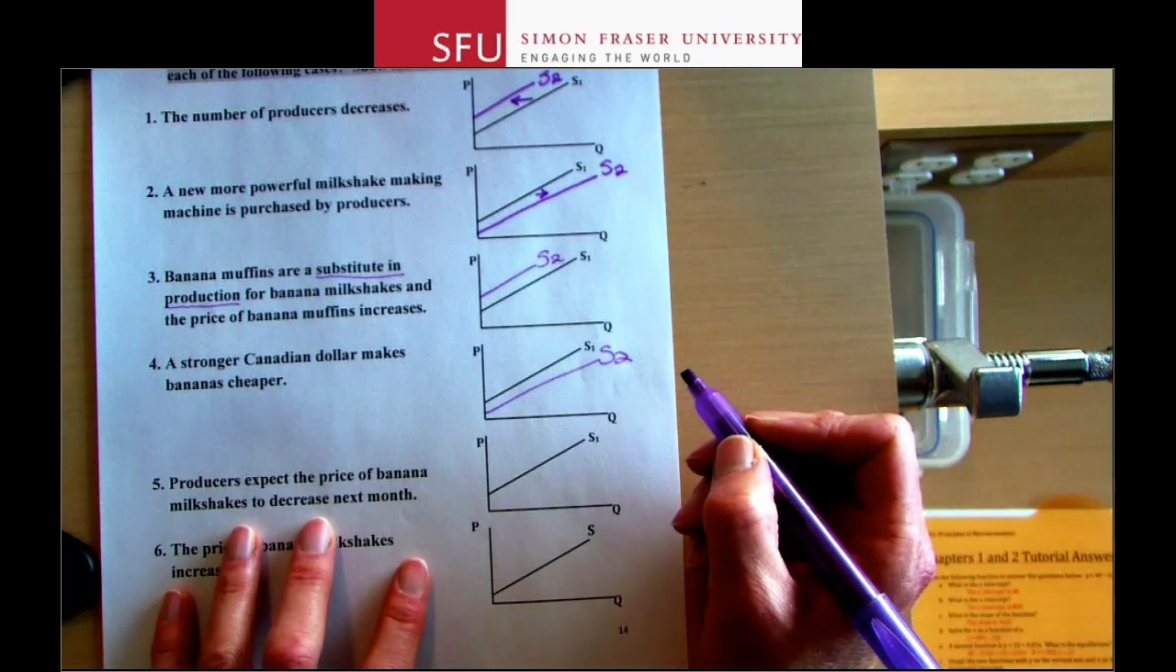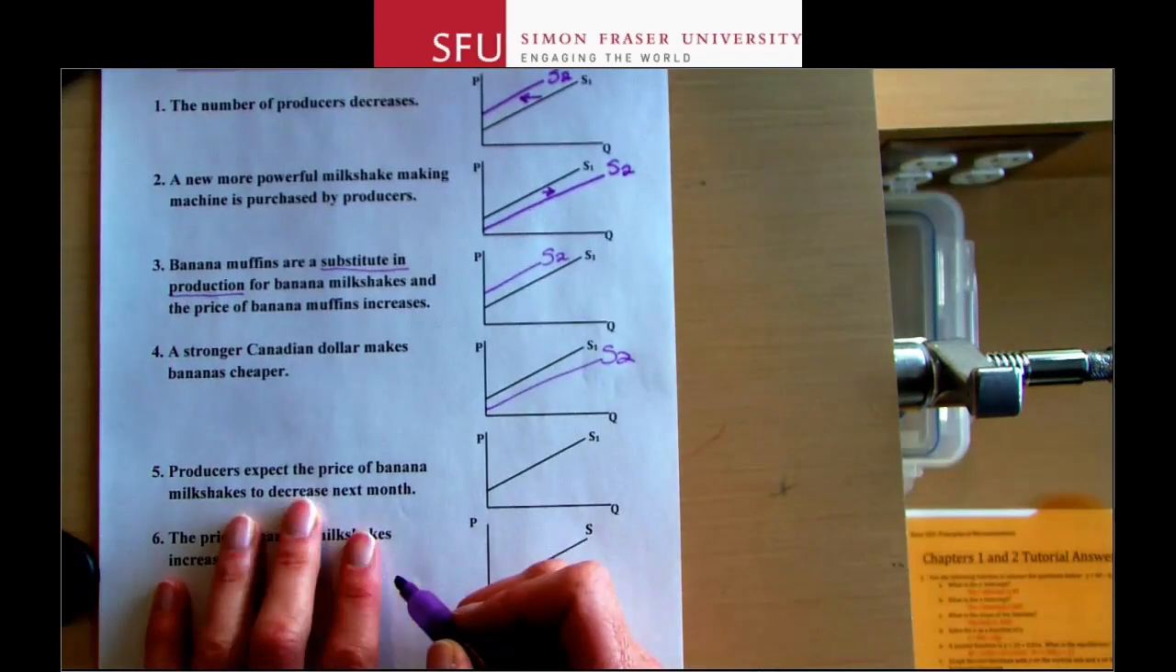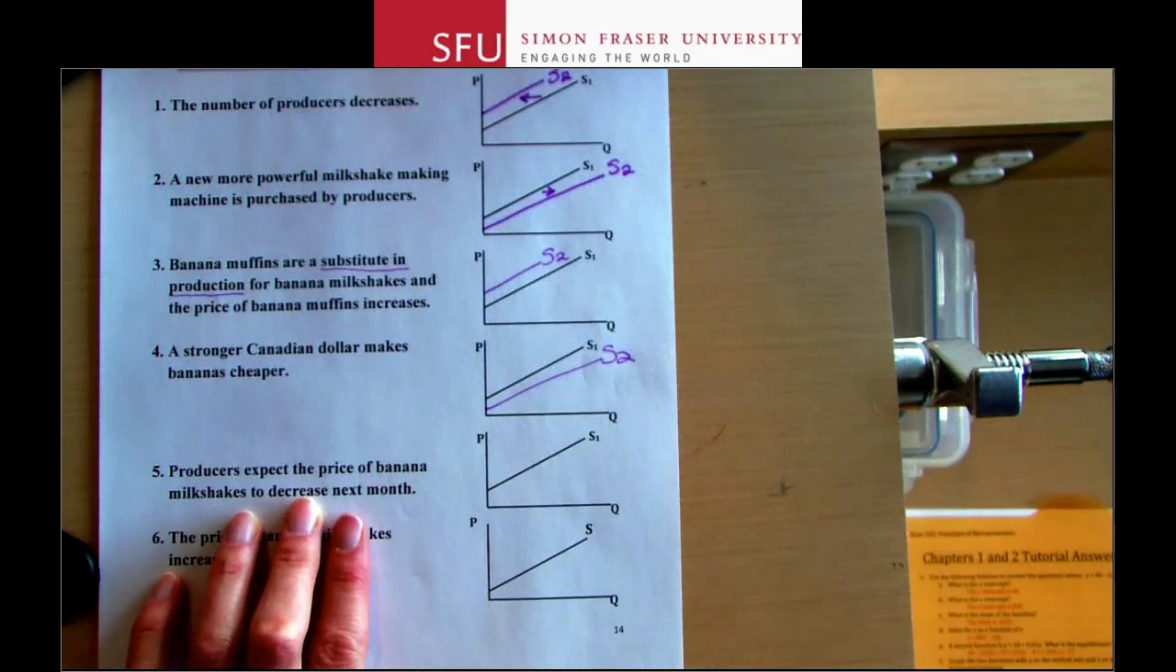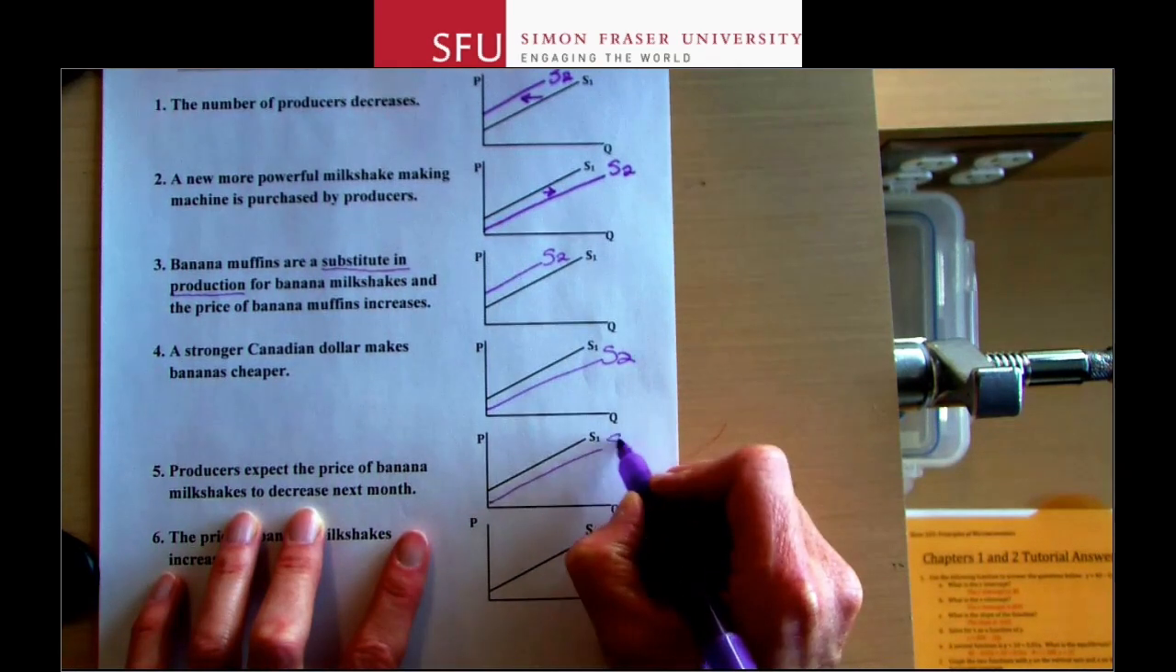Producers expect the price of banana milkshakes to decrease next month. All right, so now you are expecting to lose profit on your banana milkshakes in the near future. You're probably going to want to just use up the bananas that you have in preparation for starting to produce more of something else instead. So you're going to want to use up your bananas. You're going to want to sell more now, right? Like before the price goes down. Yeah, so right now you will want to sell more before the price goes down.